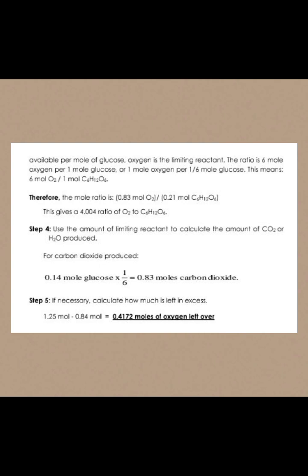C6H12O6. Step 4. Use the amount of limiting reactant to calculate the amount of CO2 or H2O produced. For carbon dioxide, produce 0.14 mole glucose times 6 equals 0.83 moles carbon dioxide. Step 5. If necessary, calculate how much is left. Excess oxygen: 1.25 mole minus 0.84 mole equals 0.4172 moles of oxygen left over.